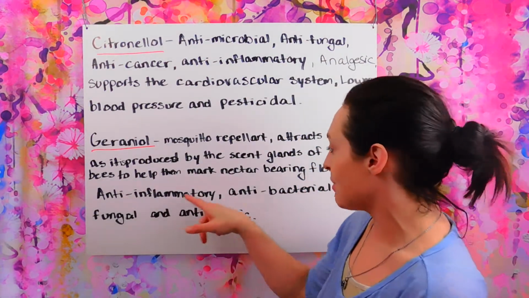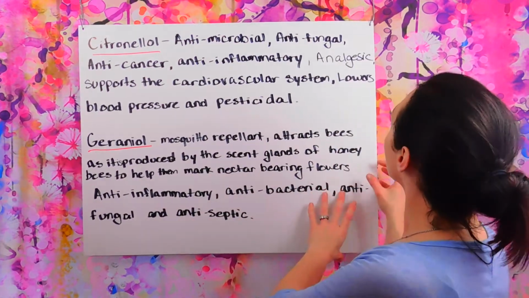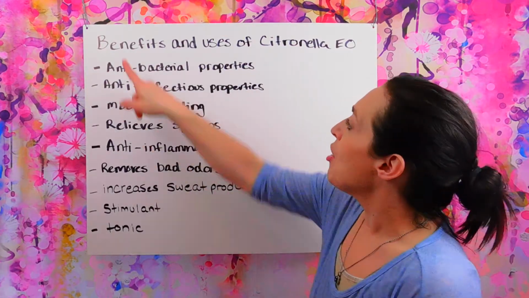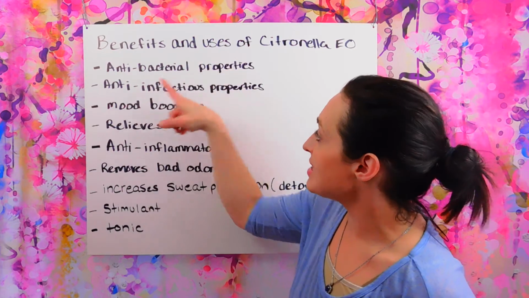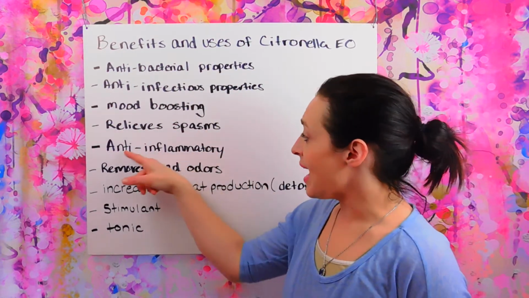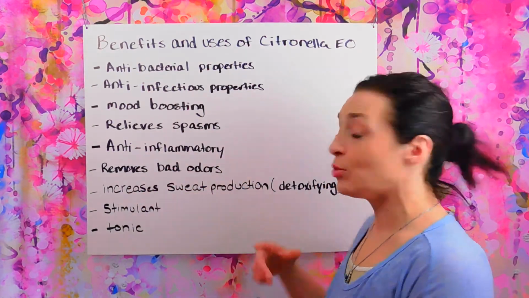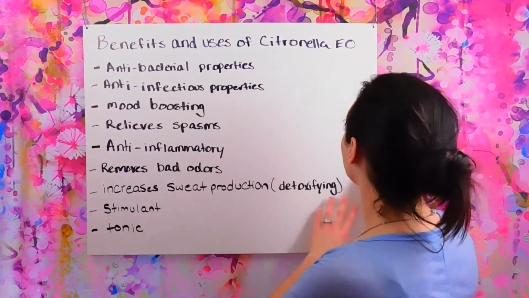Also, it's anti-inflammatory, antibacterial, antifungal, and antiseptic. Let's look, I forgot to underline that. Benefits and uses of citronella essential oil: antibacterial properties, anti-infectious properties, it's mood boosting, it relieves spasms, anti-inflammatory, it removes bad odors, increases sweat production, which is detoxifying for the body. It's a stimulant and a tonic for the body.